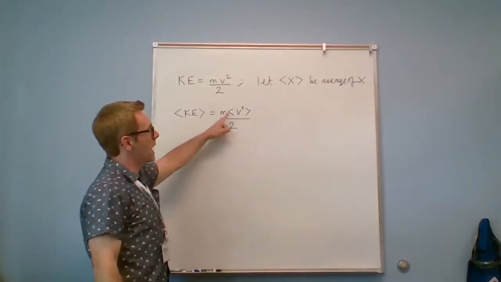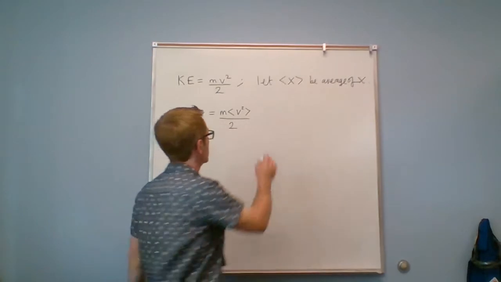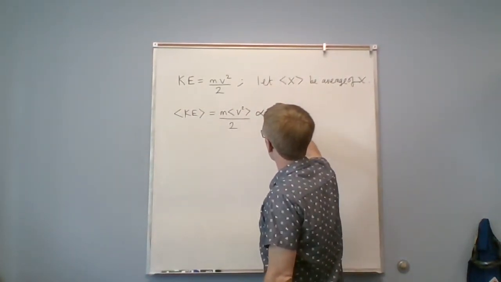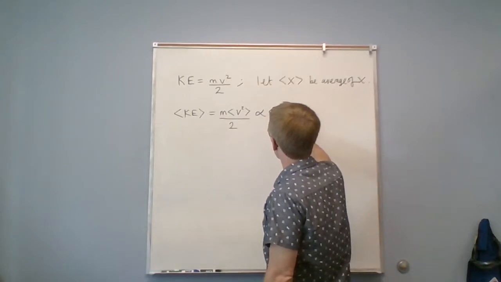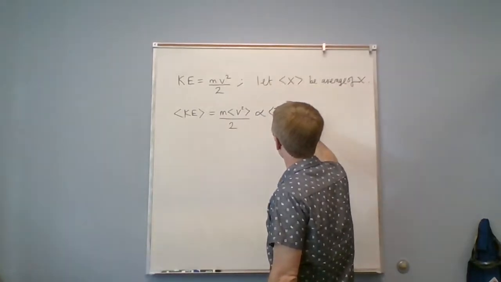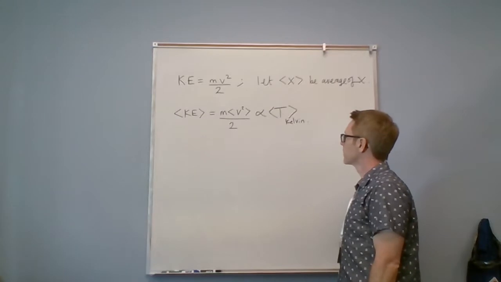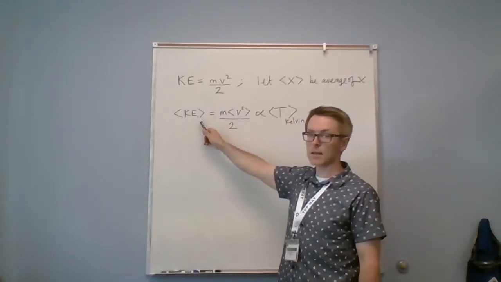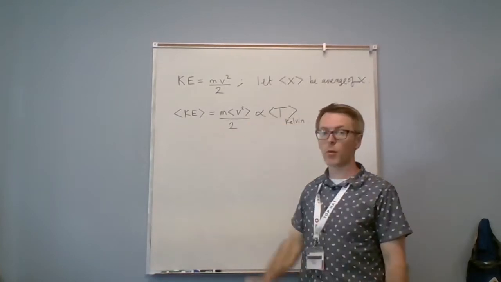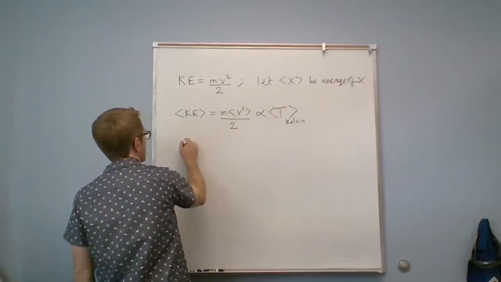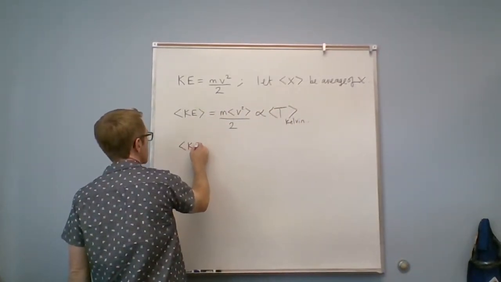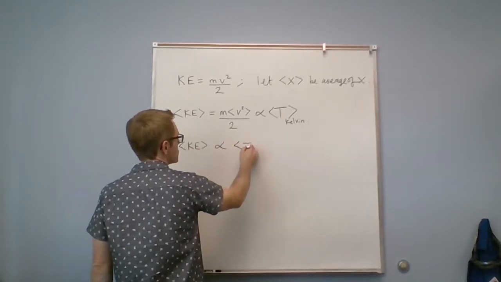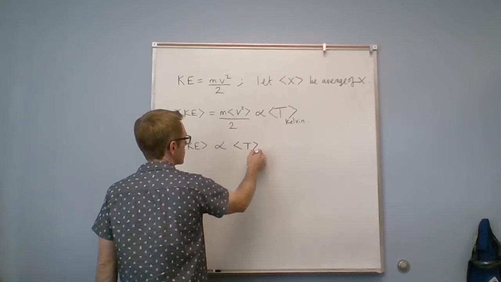So if you look on the average, this is proportional to the average temperature in units of Kelvin. So we've got a link now between temperature and kinetic energy, and notice that they're proportional. Notice that average kinetic energy is proportional to average temperature so long as it's in units of Kelvin.